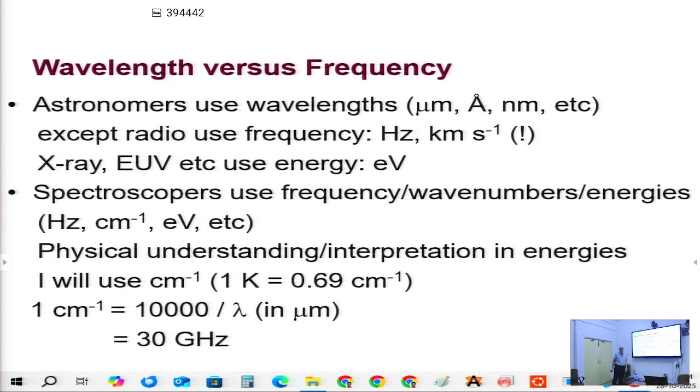1 centimeters -1 is 30 gigahertz. So you can see that's a very large number of hertz. 3 times 10 to the 10 hertz is 1 centimeters -1. It's also quite close to 1 Kelvin.